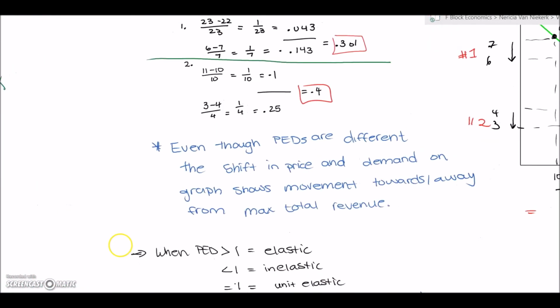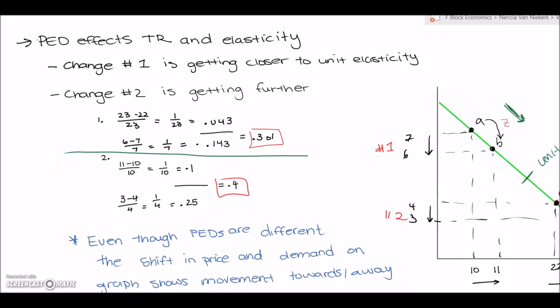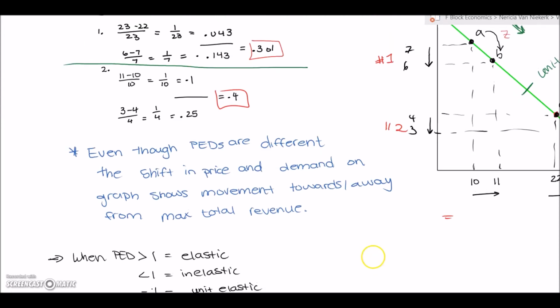Now, when looking at PED, the total revenue and elasticity of PED, in many cases, or in all cases, when PED is greater than 1, the good is elastic. When it's less than 1, it's inelastic. And when it's equal to 1, it's unit elastic, which is where the maximum total revenue is found, and which is the happy place of a good.